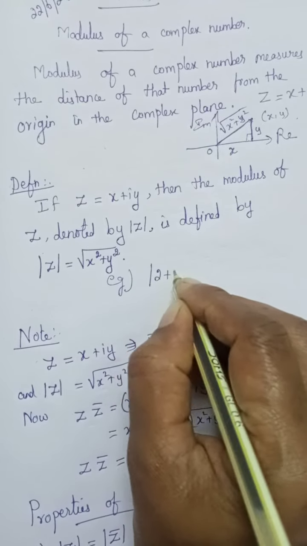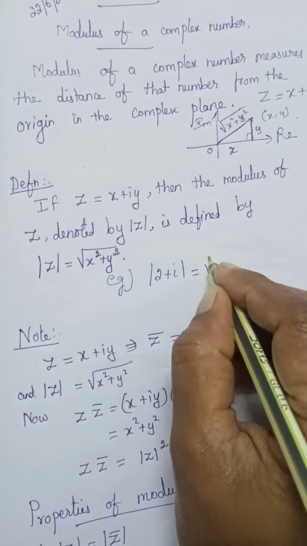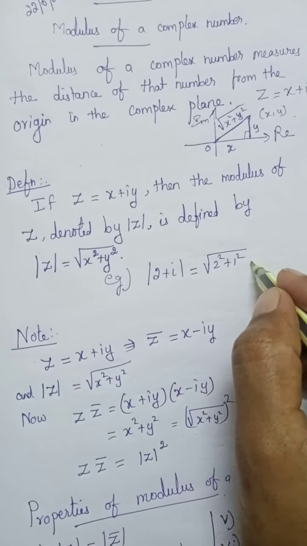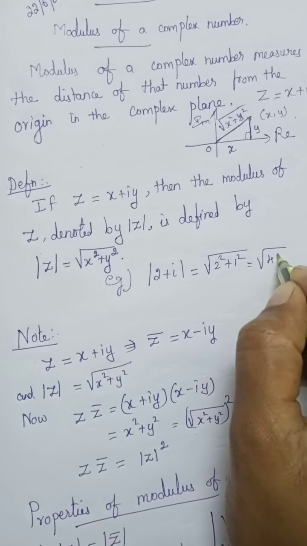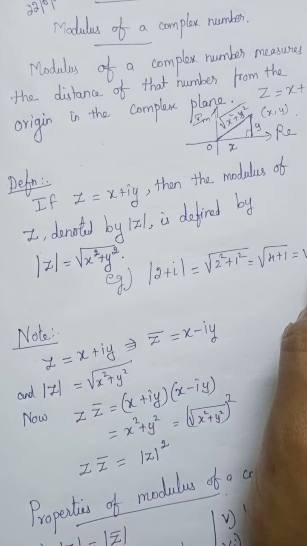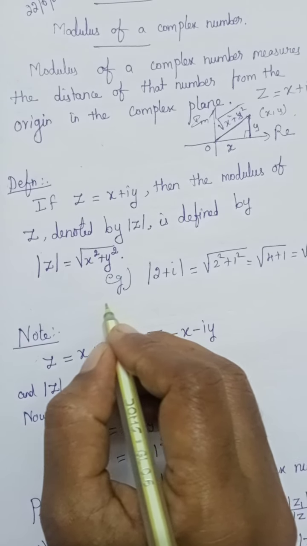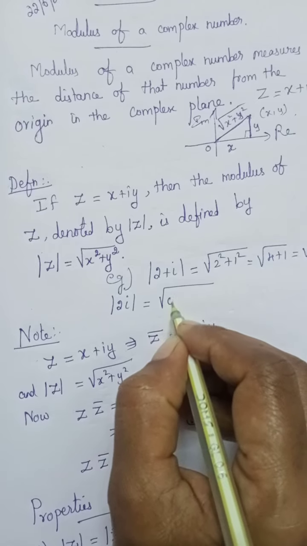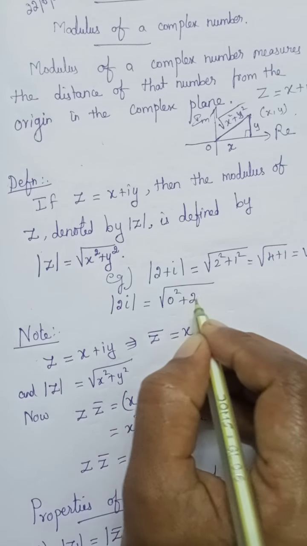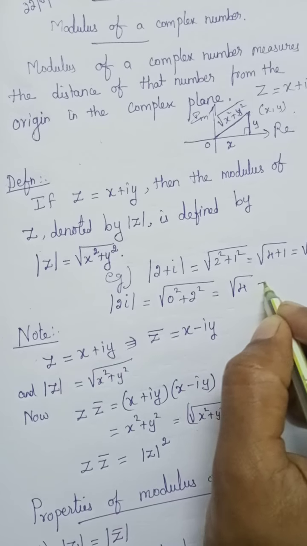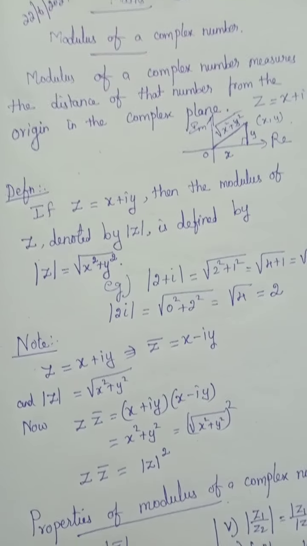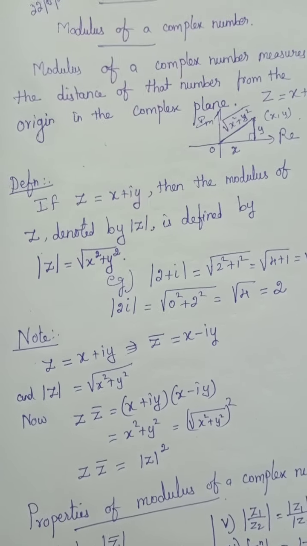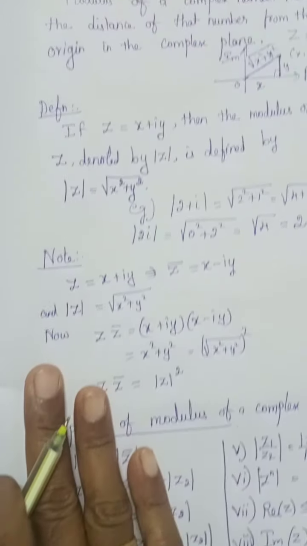For example, modulus of 2 plus i is root of 2 square plus 1 square. Then we can simplify: root 4 plus 1, which is equal to root 5. One more example, 2i. Here there is no real part, so 0 square plus imaginary part 2 square, so root 4, which is equal to 2. Do you understand how to find the modulus? Very simple, isn't it? Now from that we are going to do some other properties.